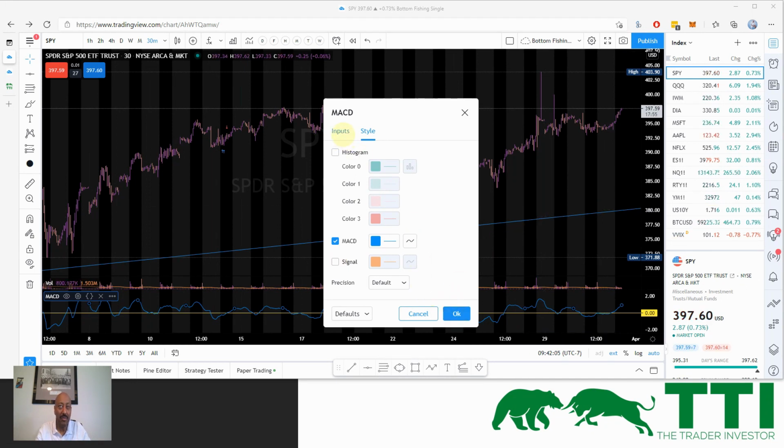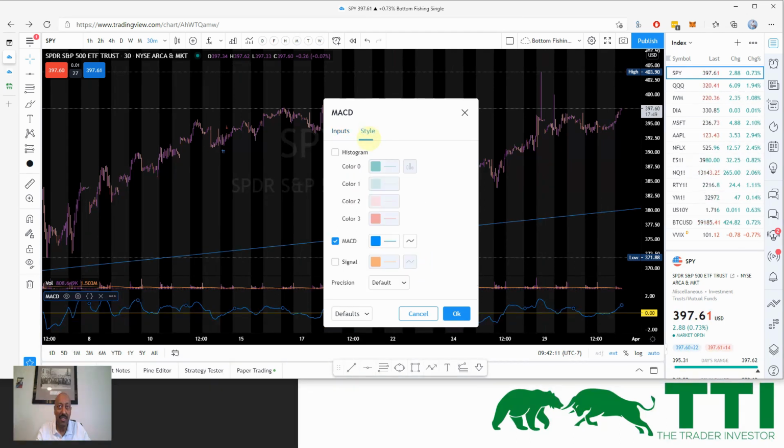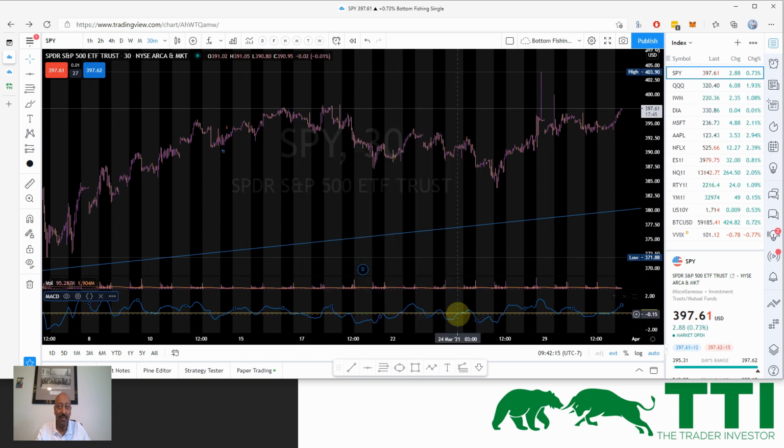So one more time: 8, 21, 9, close, same as chart, nothing changes. Style: remove histogram, remove signal. We want to make it as little confusing as possible. So that's the key part. The other thing that I do is every time I get to a new chart, I draw a new line for the zero line. I just want to see where it is in relation to the zero line. That's really not that important.